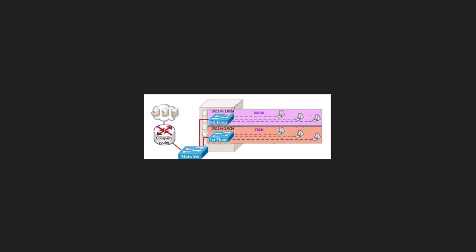So we don't want, for example, when a sales computer sends a packet, this packet to also go to the tech department switch. So we want to put them in different virtual LANs. That's why we create the VLANs. So that is the concept for creating VLANs in the network.